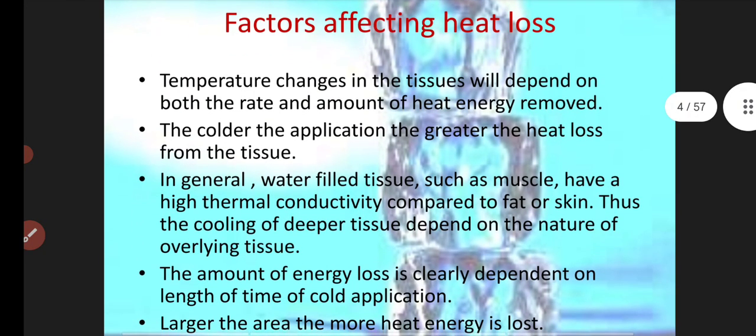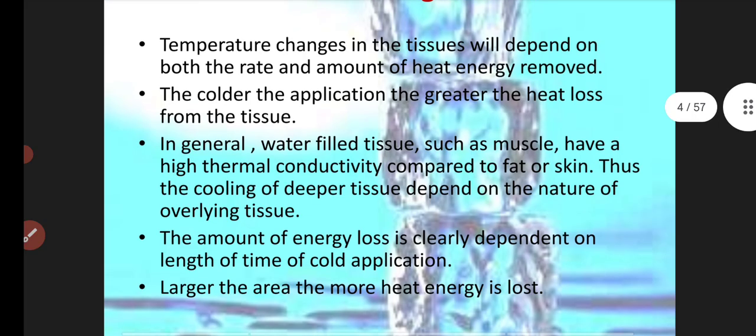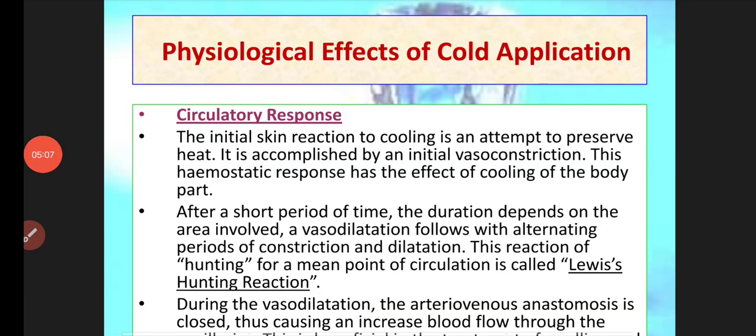The temperature changes in the tissue will depend on both the rate and amount of heat energy removed. The colder the application, the greater the heat loss from the tissue. In general, water-filled tissues such as muscle have higher thermal conductivity compared to fat. The larger the area, the more heat energy is lost. Okay. Next is the physiological effect of cold application.